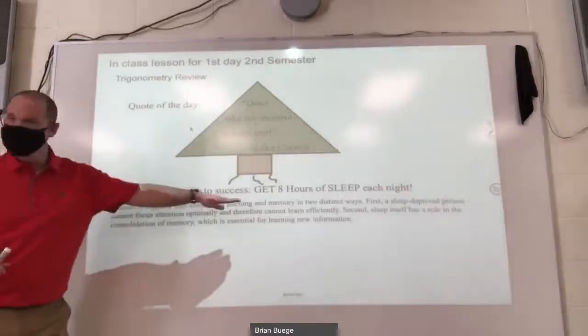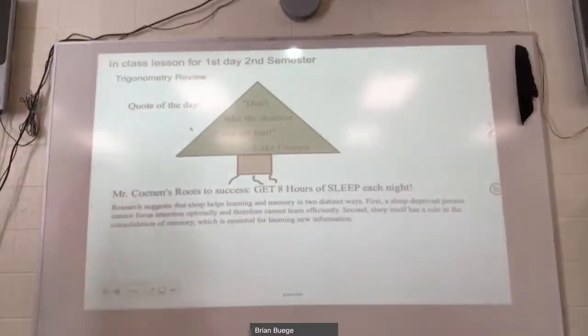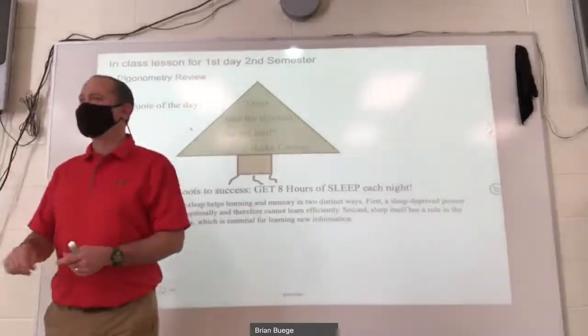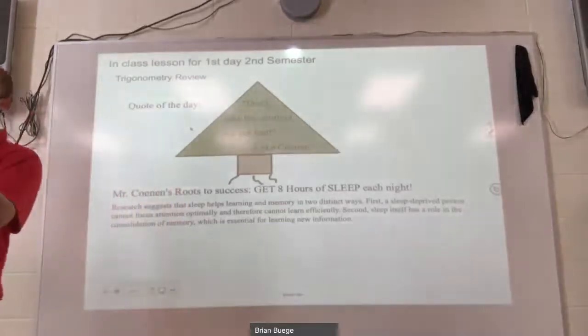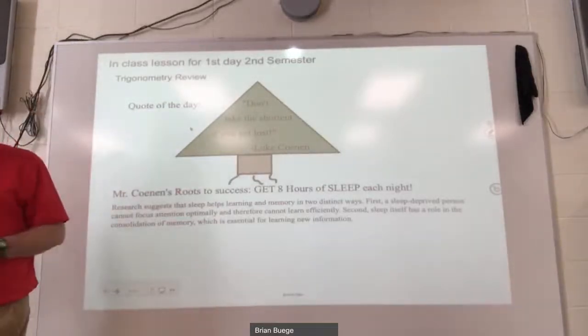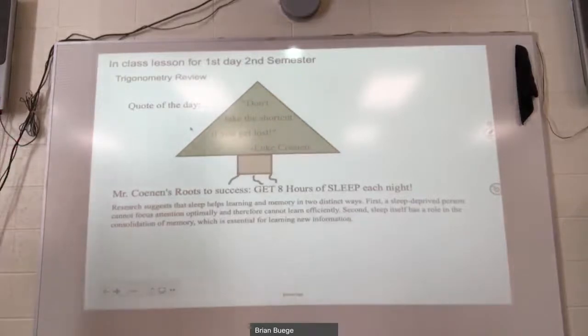And again, Mr. Coonan's root of success, reminding you again, try to get your 8 hours of sleep as much as you can. Got to take care of your body. He talked about the 3 main ones: sleep, breakfast, and water. Those are the 3 main things to take care of your body every day so that you're functioning all right.